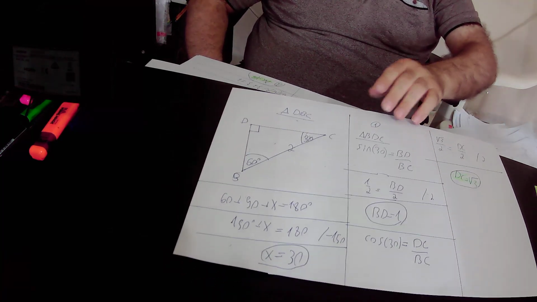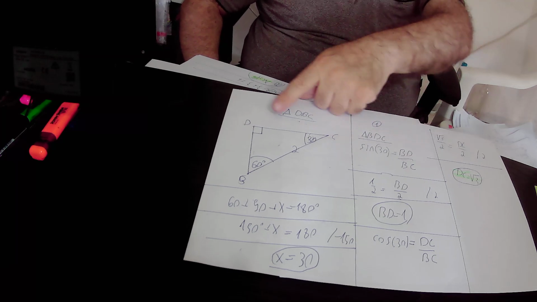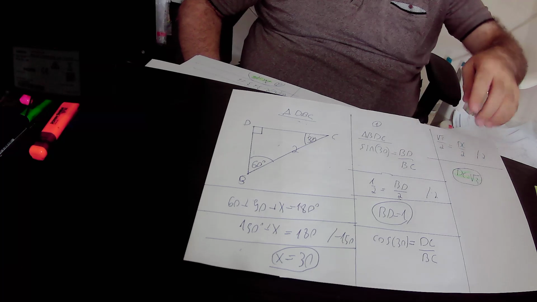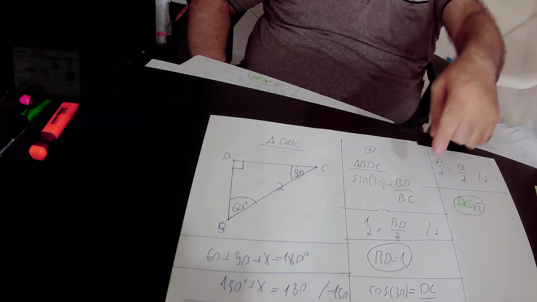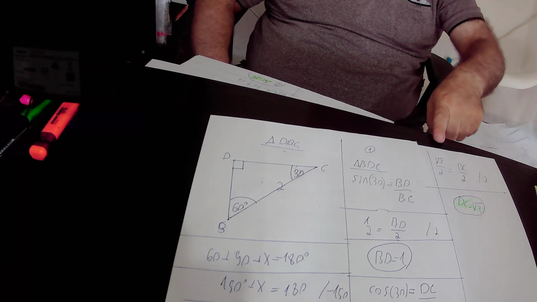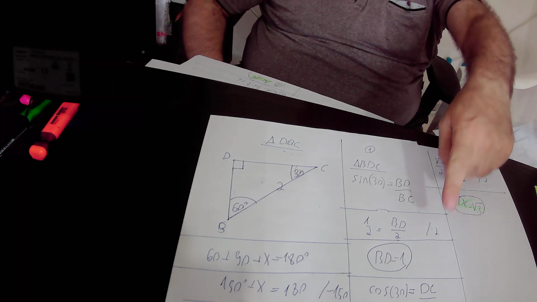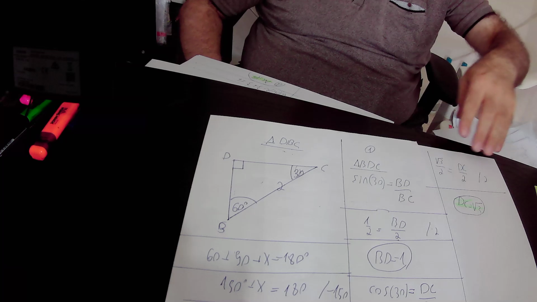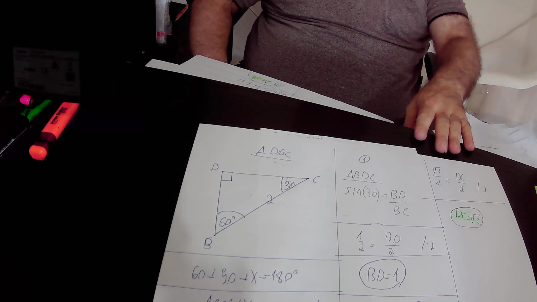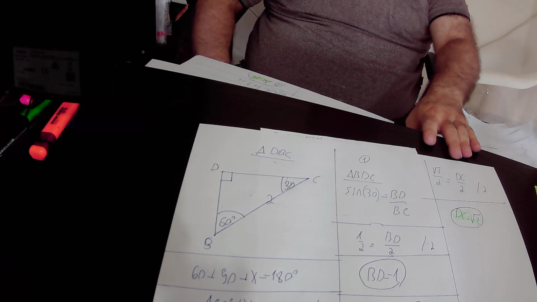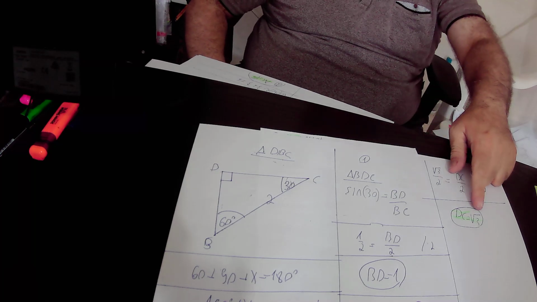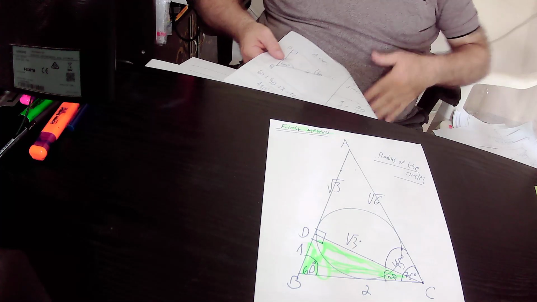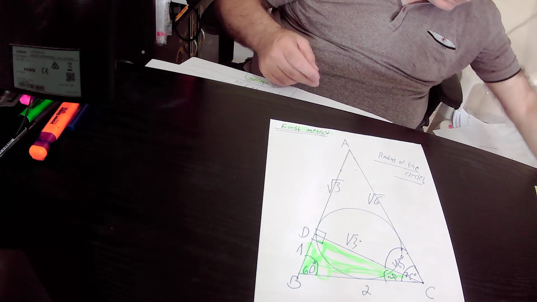So cosine 30 degrees is equal to DC over BC. But cosine 30 degrees is square root of 3 over 2, so we substitute cosine 30 degrees by square root of 3 over 2, and it is equal to DC over BC. BC is 2, so we substitute BC by 2, and we got this equation: the square root of 3 over 2 equals DC over 2. We multiply this equation by 2 and found out that DC equals square root of 3 units. Here, DC equals square root of 3 units.